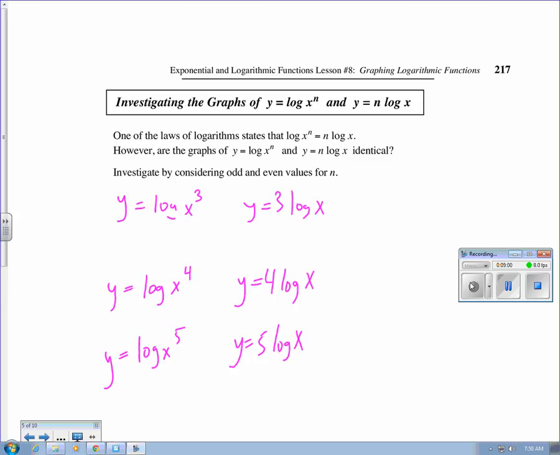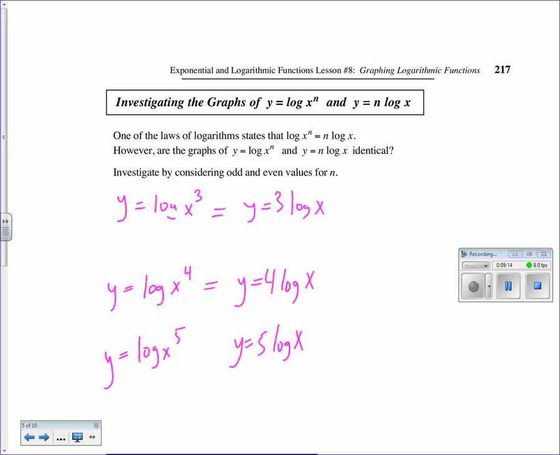So something to check out today as we wrap up logs. These statements are supposed to be equal. y equals log x to the 3 is supposed to be equal to y equals 3 log x using our rules for logs. But the graphs are different. The graphs are actually different for some of these relationships. Try graphing y equals log x cubed, y equals 3 log x. Compare that to y equals log x to the 4 and y equals 4 log x. What's actually happening there? And think of a reason why that might occur.